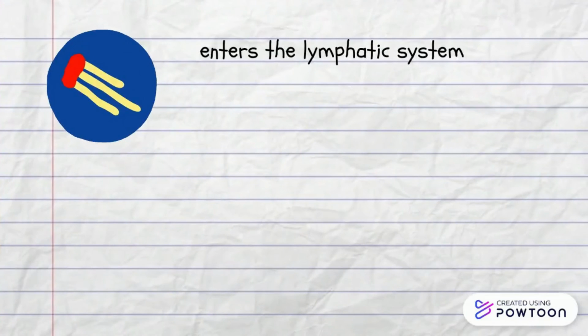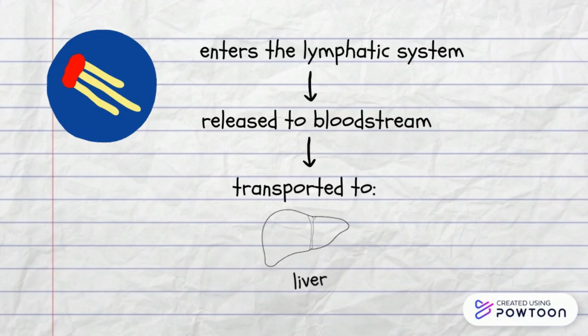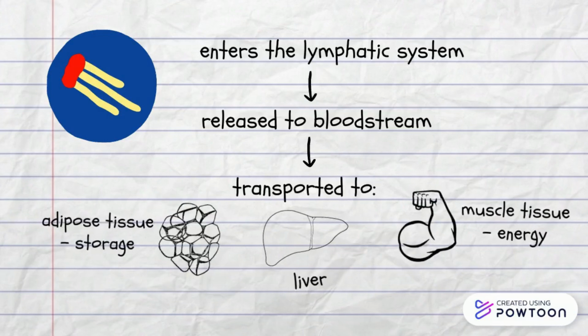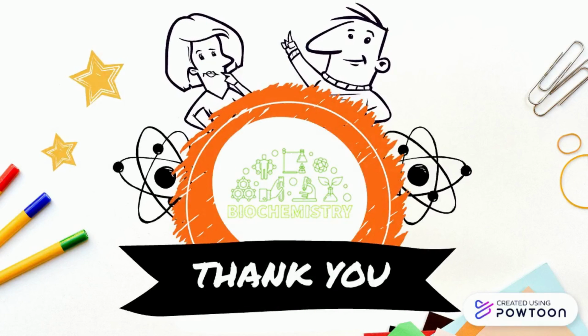Then, the chylomicrons are transported through lymphatic vessels and eventually enter the bloodstream, where they will be transported to the liver, adipose tissue for storage, and muscle tissue for energy. And ladies and gentlemen, that is how fats are digested in your body.